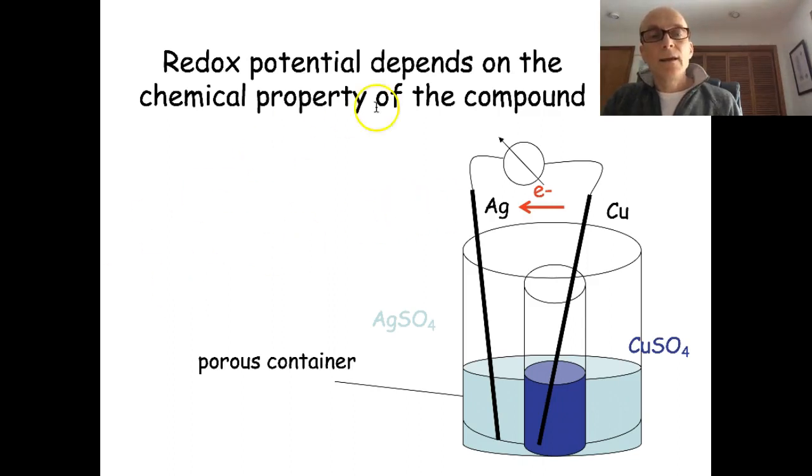So the potential, so the ability of the electrons to flow, that's the redox potential, and that depends on the chemical properties of the compound or the elements or the substance that you are measuring. And so silver compared to copper will allow electrons to flow towards silver, while if you compare it to iron, the electrons will flow in the other direction.